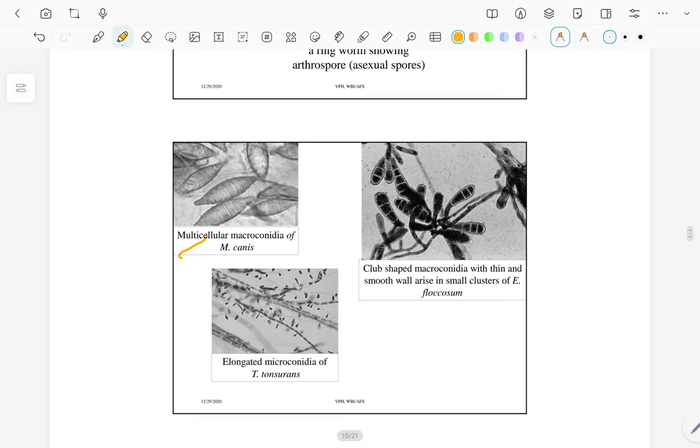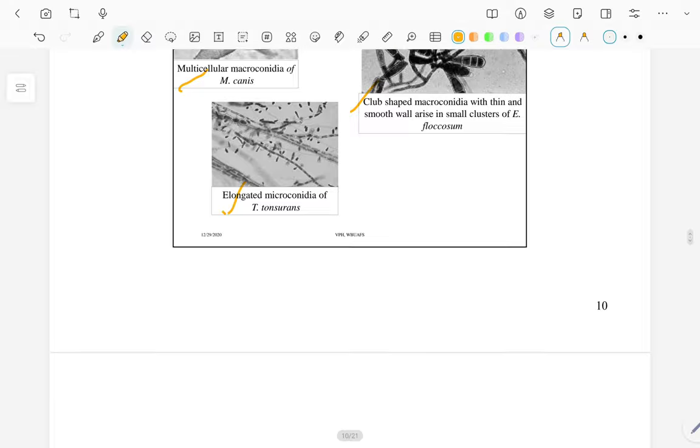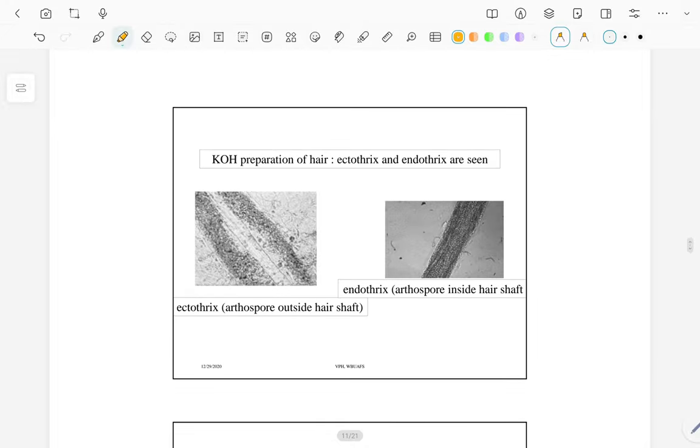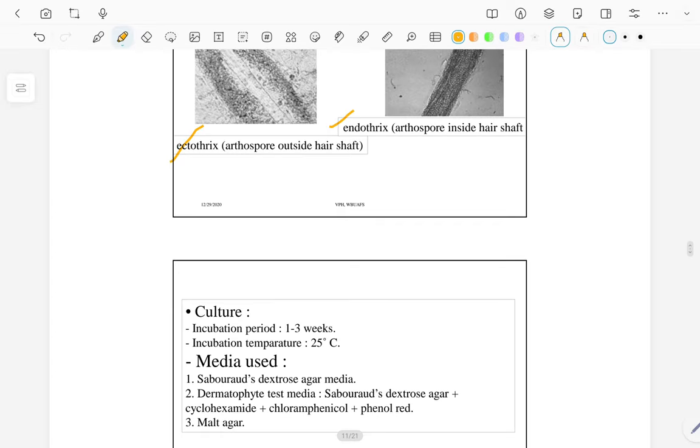Multicellular macroconidia of M. canis, elongated microconidia of T. tonsurans, club-shaped microconidia with thin and smooth walls arising in small clusters of E. floccosum. KOH preparation of hair: ectothrix and endothrix are seen. Ectothrix, arthrospores outside the hair shaft. Endothrix, arthrospores inside the hair shaft.